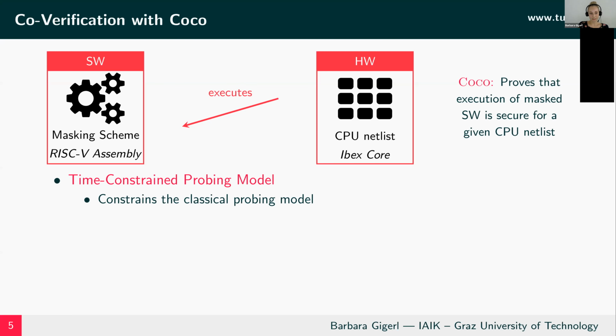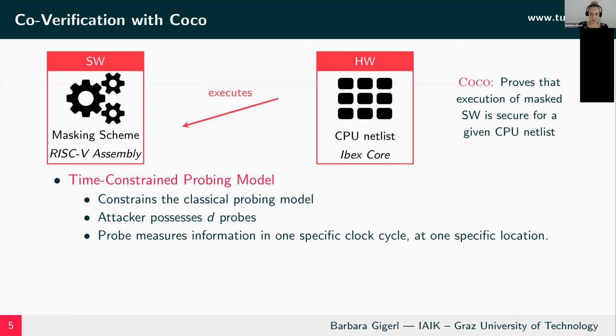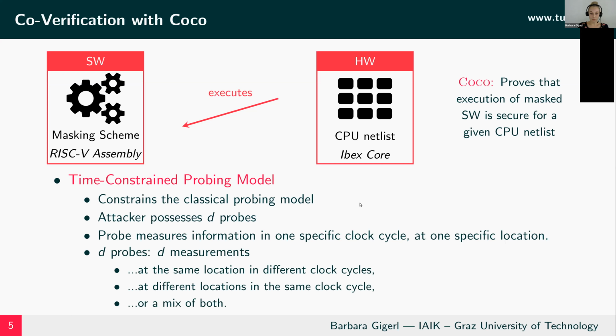So we constrain the classical probing model by the notion of time. What does this mean now? The attacker has again D probes and can use one probe to measure information at one specific location, but also in one specific clock cycle. So this means the probes can be distributed to be either at the same location in different clock cycles or at different locations in the same clock cycle or a mix of both.